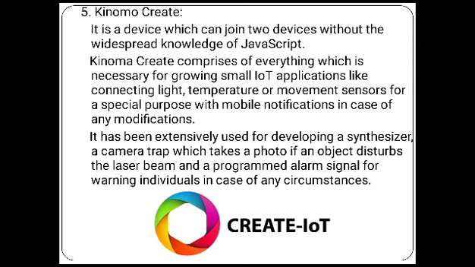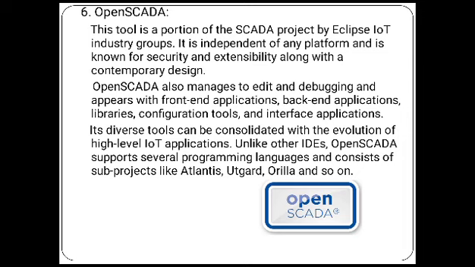Kinoma Create. It is a device which can join two devices without extensive knowledge of JavaScript. Kinoma Create comprises everything which can be necessary for developing small IoT applications, like connecting light, temperature or movement sensors for a special purpose with mobile notification in case of any modification. It can be extremely used for developing a synthesizer, or a camera trap that takes a photo if an object disturbs the laser beam, and a programmed alarm signal for warning individuals in case of circumstances.